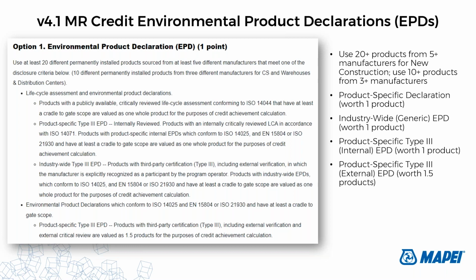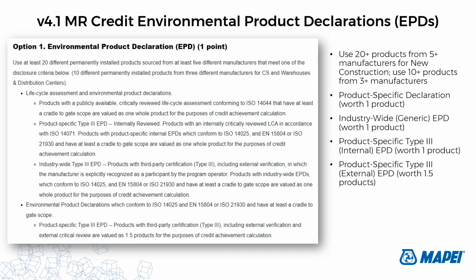You have to use 20 different permanently installed products from 5 different manufacturers to get 1 point. There are 3 different ways to document environmental product declarations. There are 3 different EPD types.